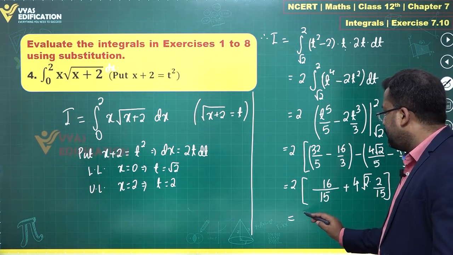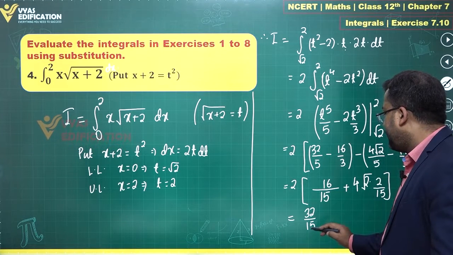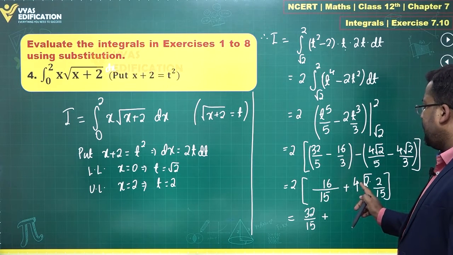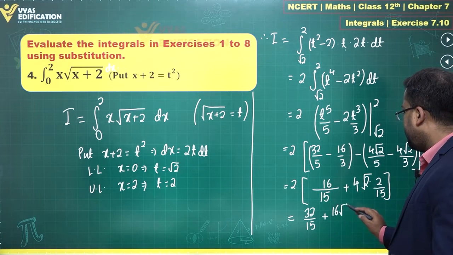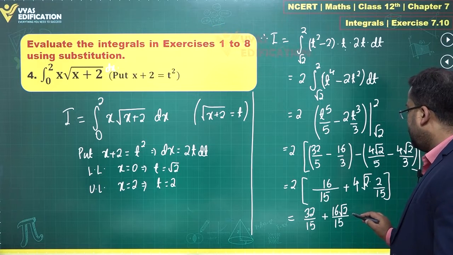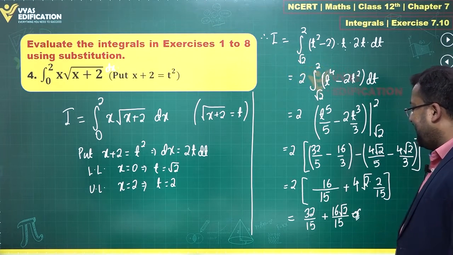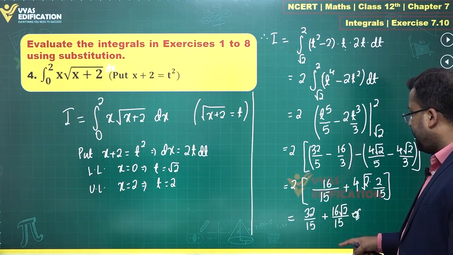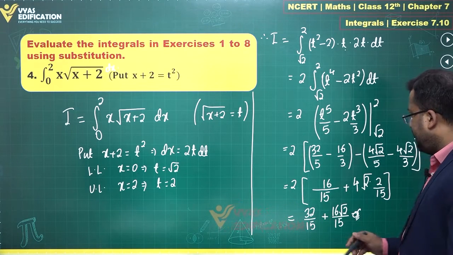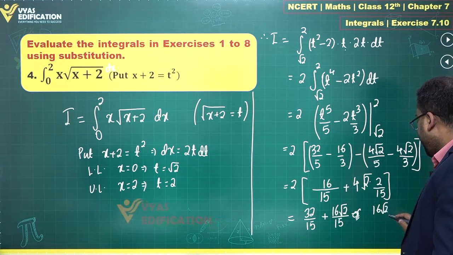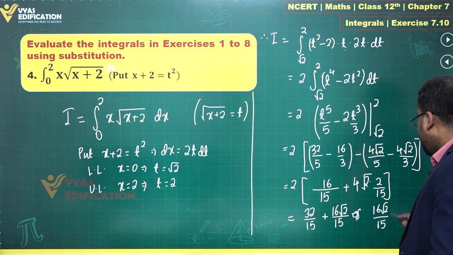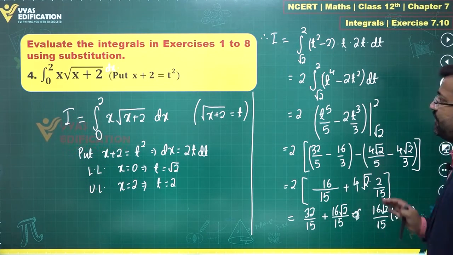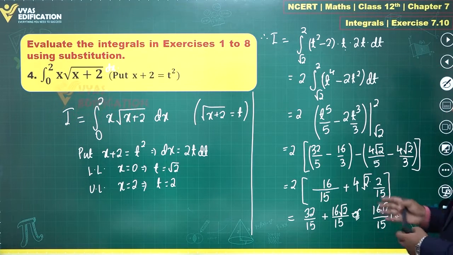Okay, this overall simplifies to 32 upon 15 plus 2 into 2 into 4 is 16 root 2 upon 15. Or you can write the answer by taking something common from here. You can take out a 16 by 15 common. You can also take out a root 2 common, and what will remain is 16 root 2 by 15 times root 2 plus 1. This form or this form will be my final answer for this question.